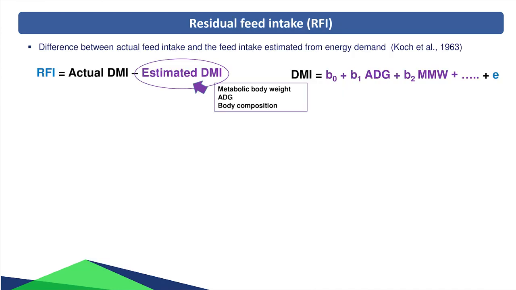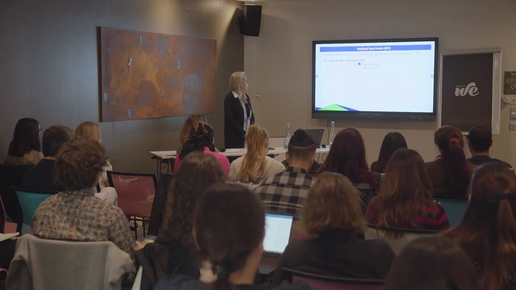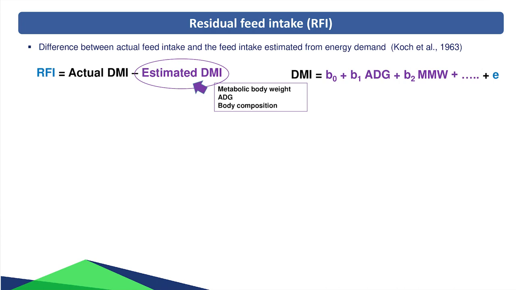The second measurement is residual feed intake, and like many of the definitions that you saw in that table with lots of equations, it was defined a long time ago. Residual feed intake was defined by Koch in 1963 and is the difference between the actual feed intake, the real feed intake that you measure in the animal, and the feed intake that is estimated based on the energy demands. That is easily the way of the definition. In growing animals, we estimate the dry matter intake based mainly on metabolic body weight, growth, and body composition. Actually, the original equation of Koch, because it was before ultrasound for measuring carcass body composition was created, only included metabolic body weight and average daily gain.